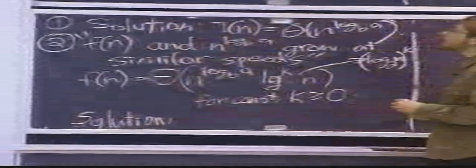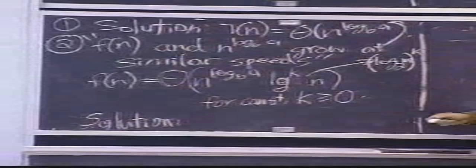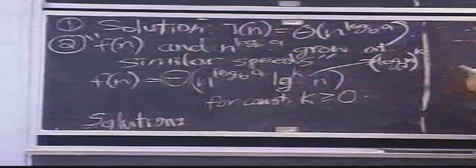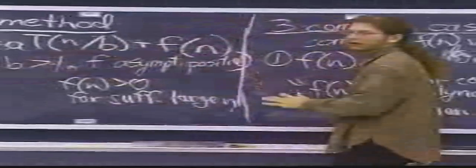Now, I erased my recursion tree, unfortunately. What this says intuitively is that everything's balanced. Everything matters. Both of these terms, a times t of n over b and f of n, matter. And so you get something, because they're both around the same. So you get something that's close to both of them, but not exactly either.